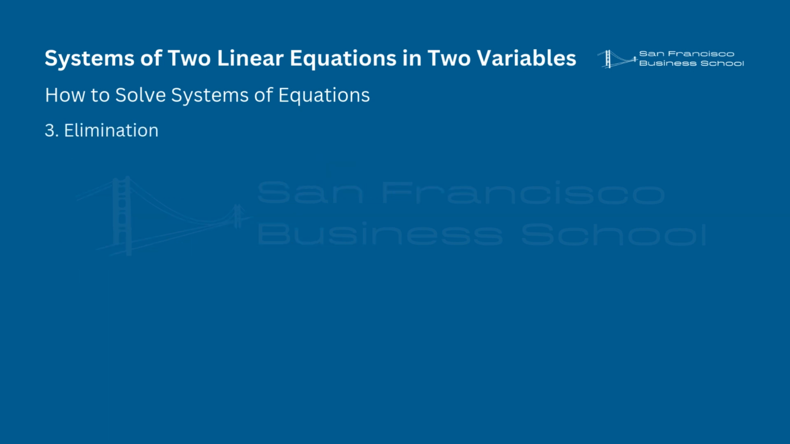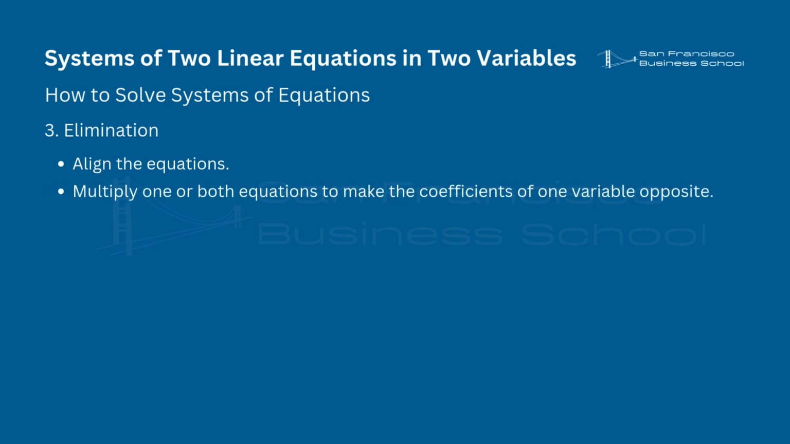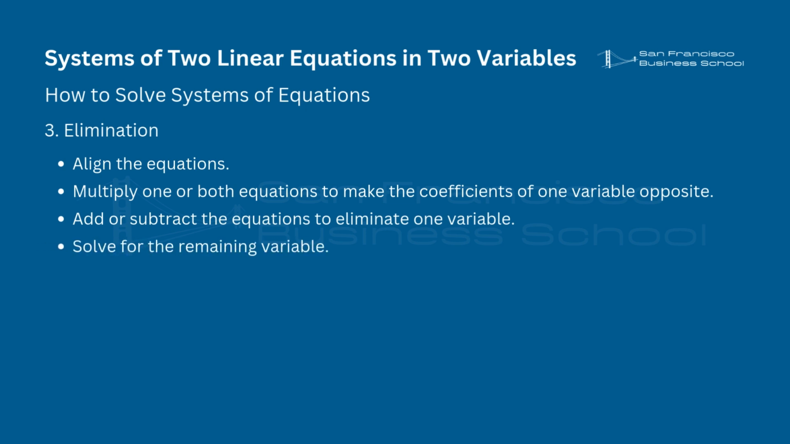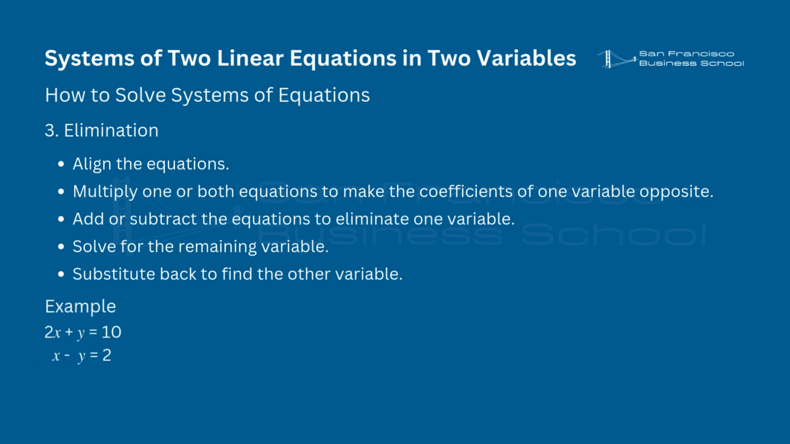3. Elimination. Align the equations. Multiply one or both equations to make the coefficients of one variable opposite. Add or subtract the equations to eliminate one variable. Solve for the remaining variable. Substitute back to find the other variable. Example, consider the system 2x plus y equals 10 and x minus y equals 2.